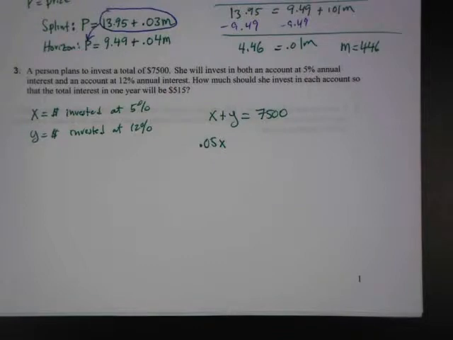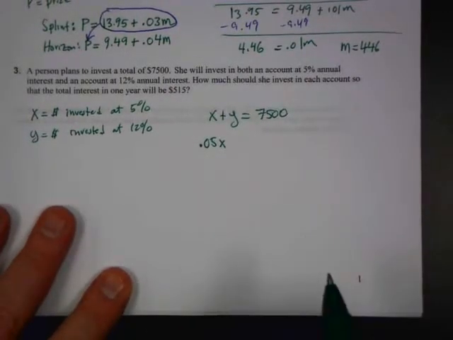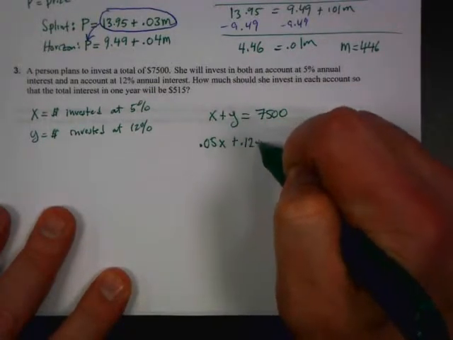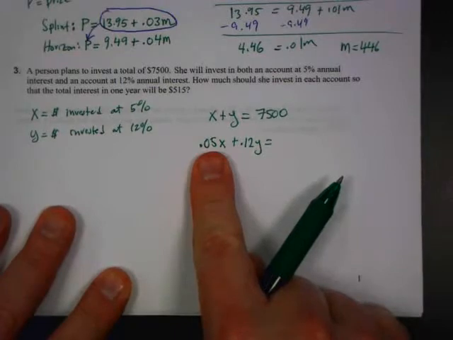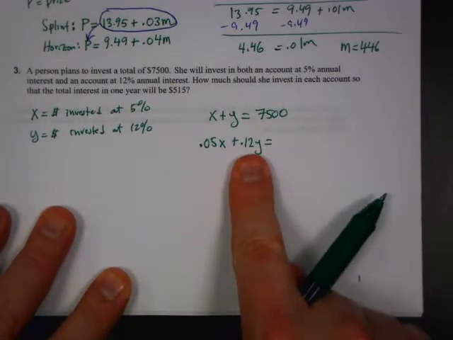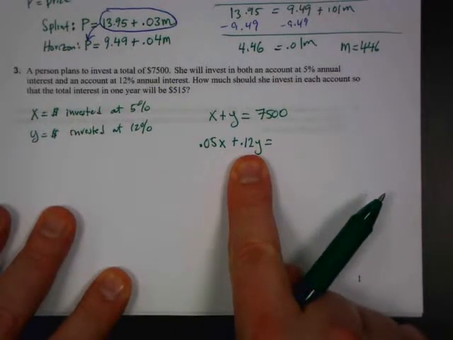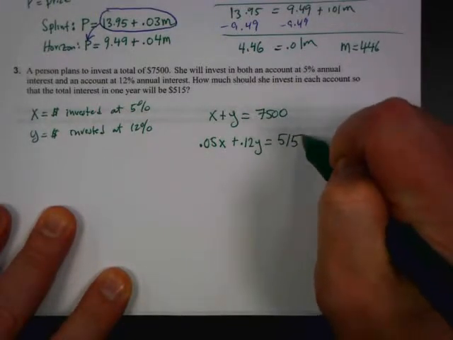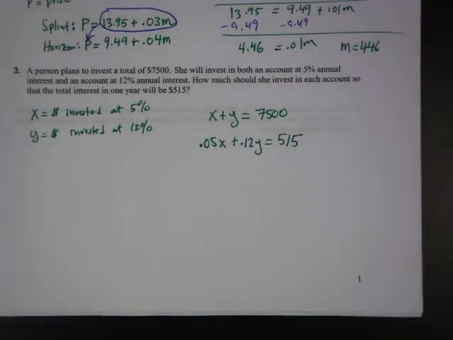How much interest did we earn on the second account? 0.12x. Not x, or y, my bad. Plus 0.12y. So this is the interest from the first account plus the interest from the second account, which has to be how much interest we earned for the whole year, $515. Questions on that?